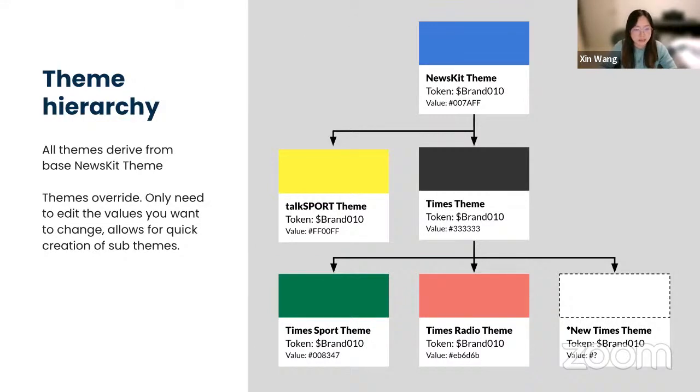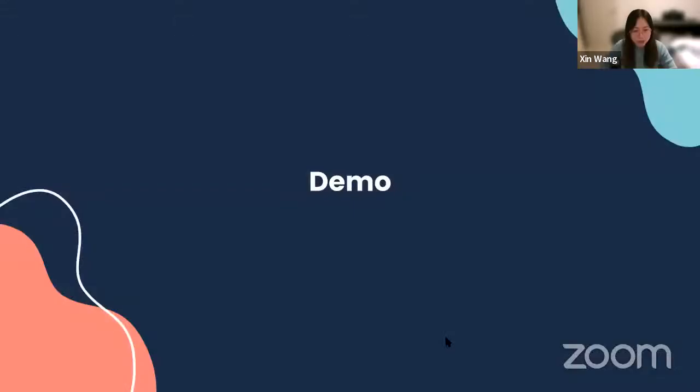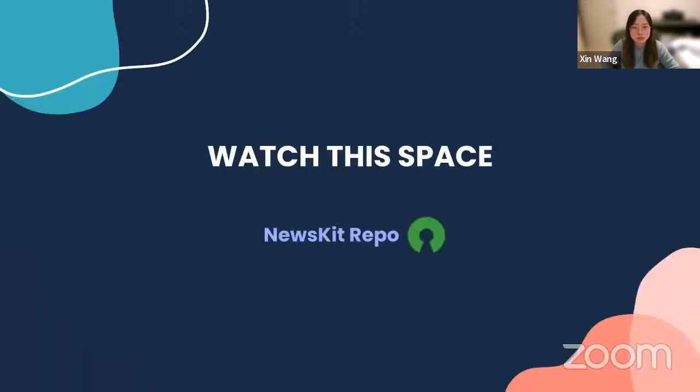Cool. So that's basically everything I have for the NewsKit theming system. It's much more complicated than what I presented, but I think that gives you a general idea of what it looks like.